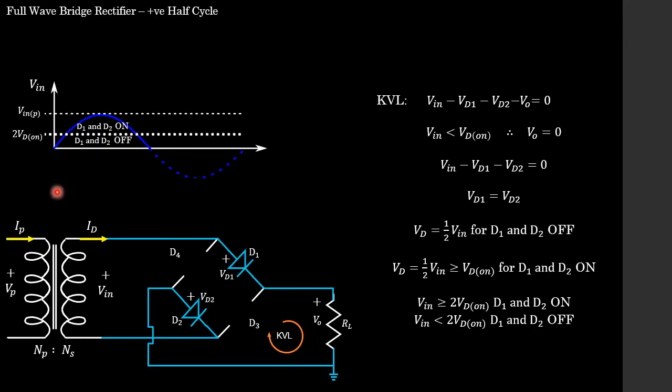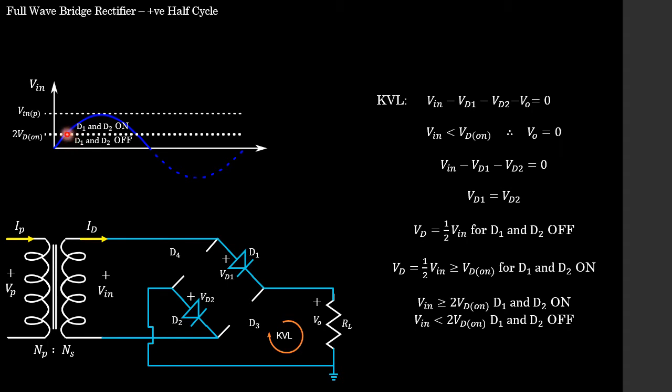Now students, although we know that during the positive half cycle, diode 1 and diode 2 are going to be the diodes that conduct, the positive half cycle can also be broken down into two distinct sections. As you can see from the plot over here, I have this first section which is between 0 and 2 times the diode on voltage, and I say that during this region over here, diode 1 and diode 2 are going to be off.